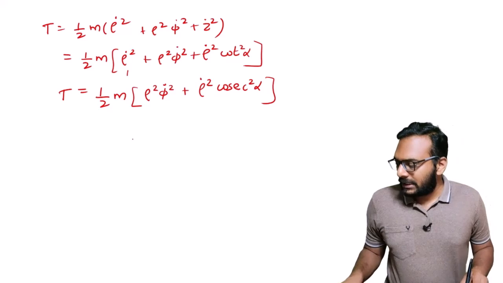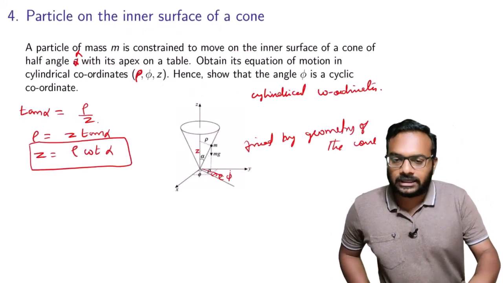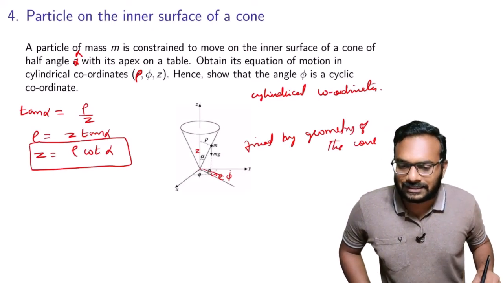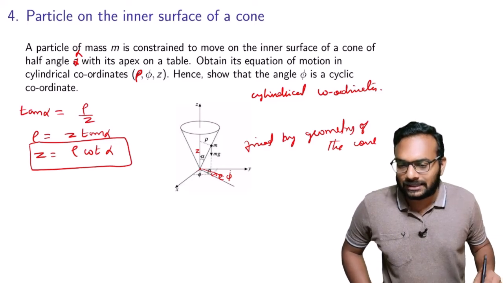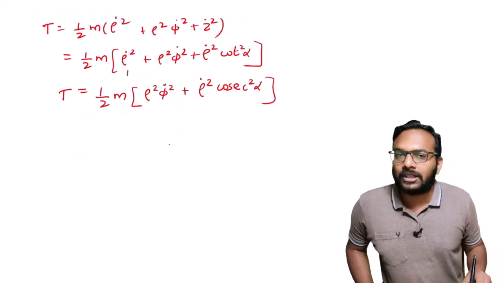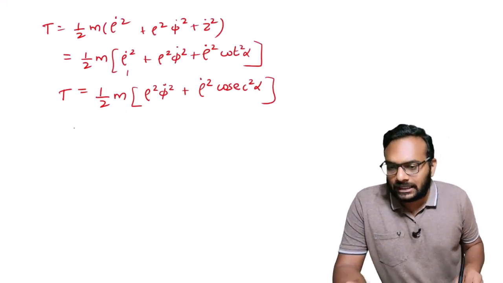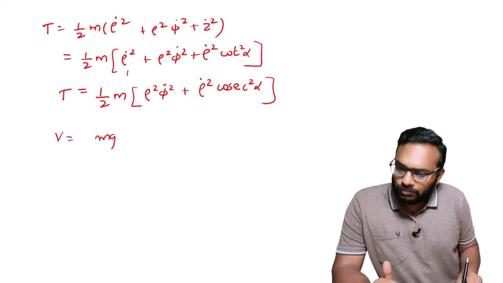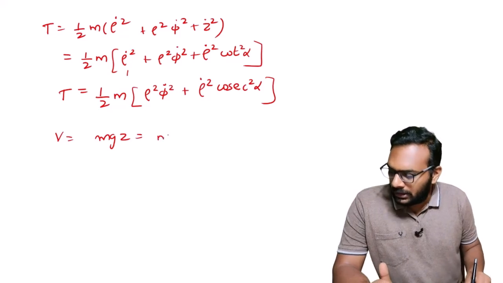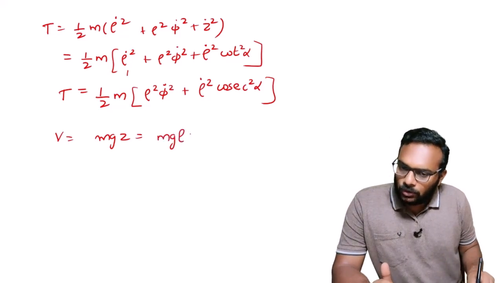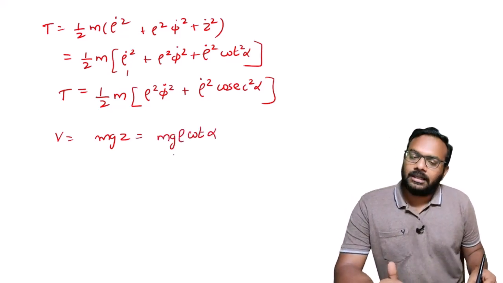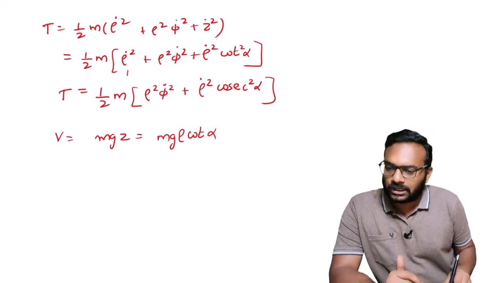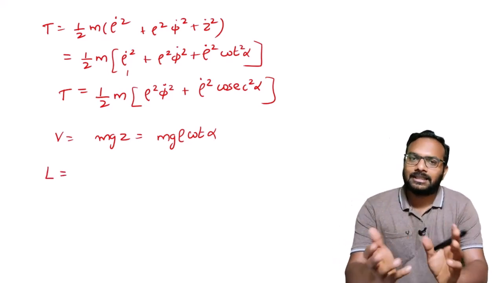And what's the potential energy? We have to fix the reference point. We can fix this as the reference point, as 0, so z will determine the potential energy. V is equal to mgz, and that's equal to mg rho cot alpha. So V is equal to mg rho cot alpha. So we have got the Lagrangian now. That's it, we are actually done.